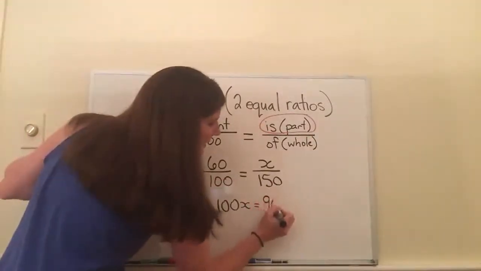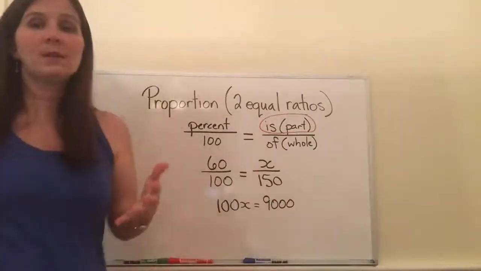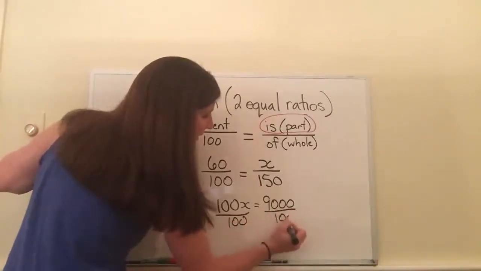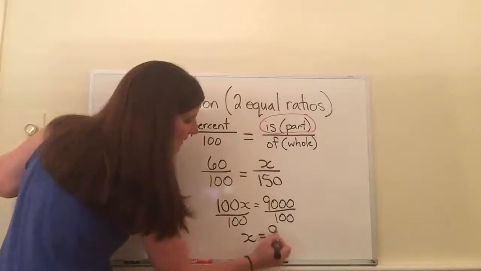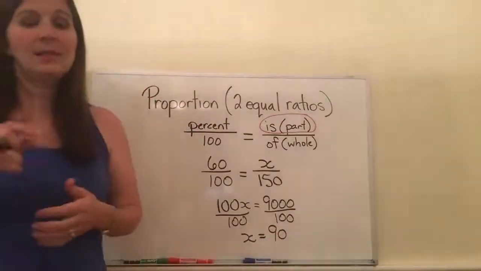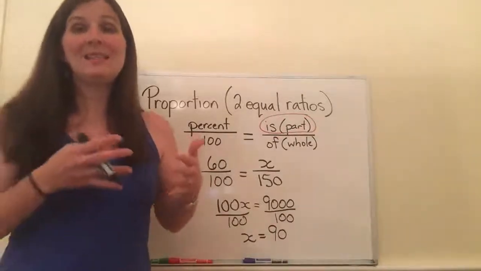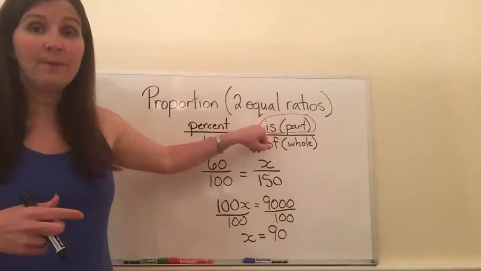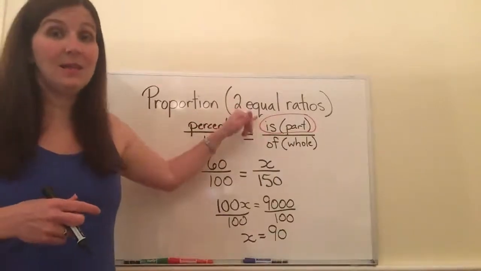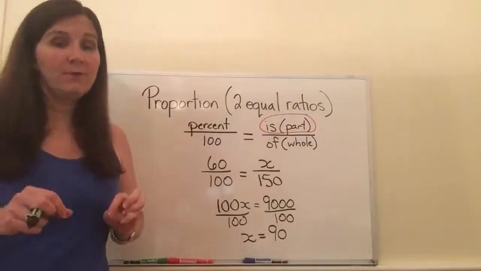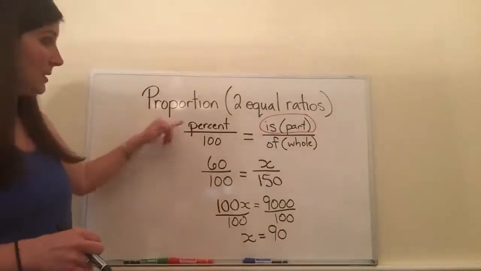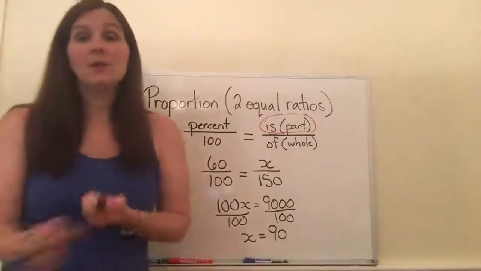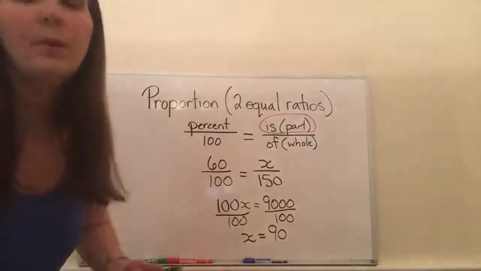So if 100x equals 9,000, in order to solve for x, we need to divide both sides by 100, and my x is going to equal 90. So 60% of 150 is 90. Notice, is 90. And we were searching for the numerator of this fraction, the is part. So 60% of 150 is 90. So we have our proportion, we set it up, and we solved.